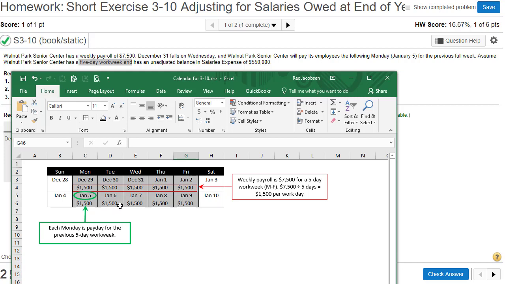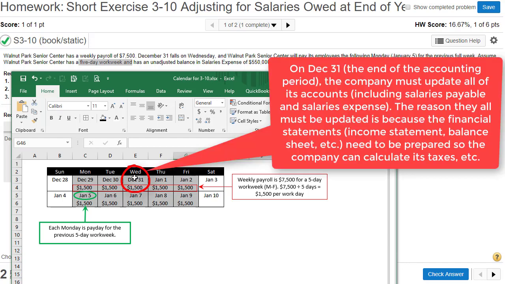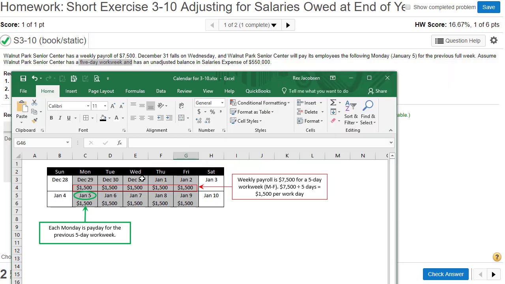But here's the deal. December 31st falls on Wednesday. It's the end of the year, so we have to update all of our accounts. Think to yourself now, how much does the company owe its employees for salaries as of Wednesday, December 31st? Remember, they pay every week. So all they owe on December 31st is for December 29th, December 30th, and December 31st. They don't owe for the previous week because the previous week was paid on this Monday. Remember, this company pays every week on Monday.